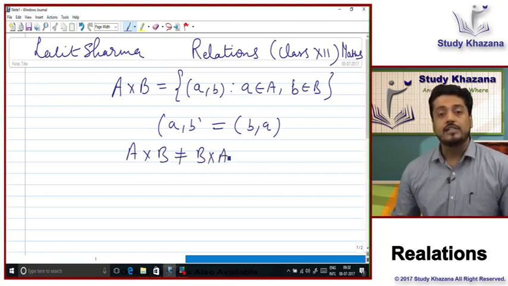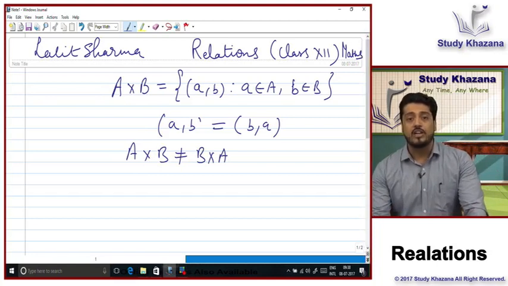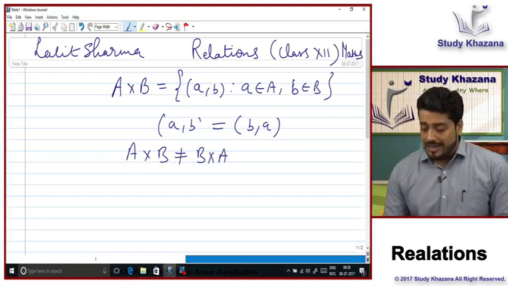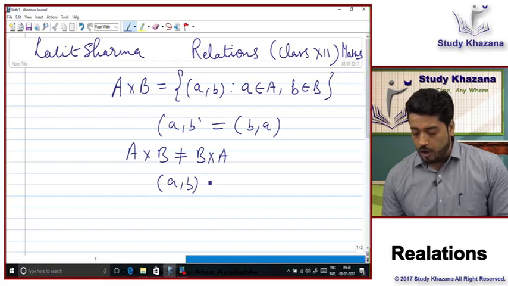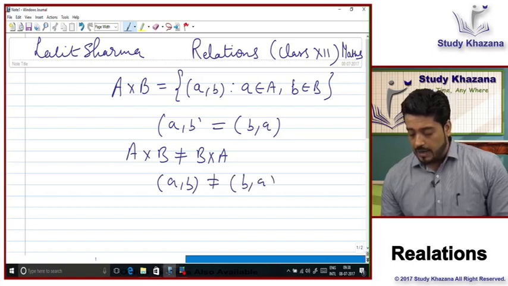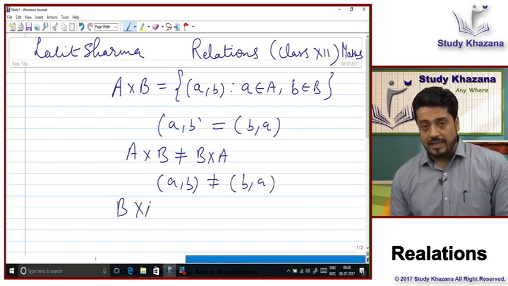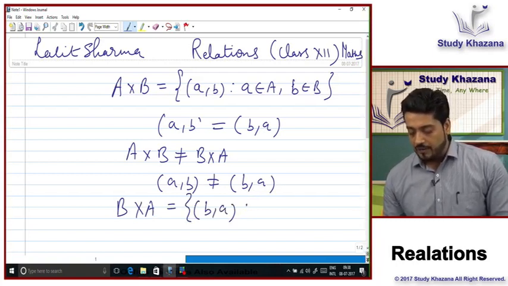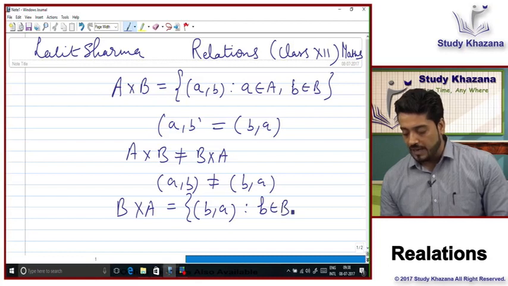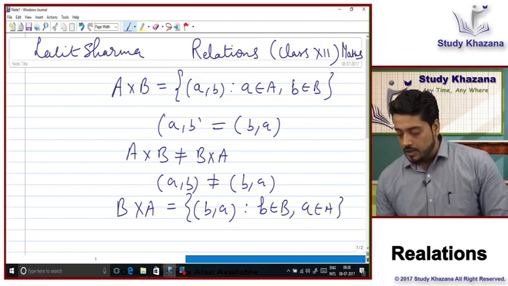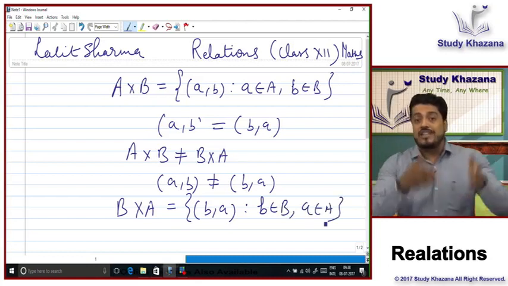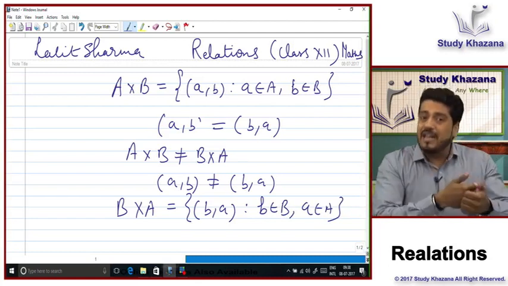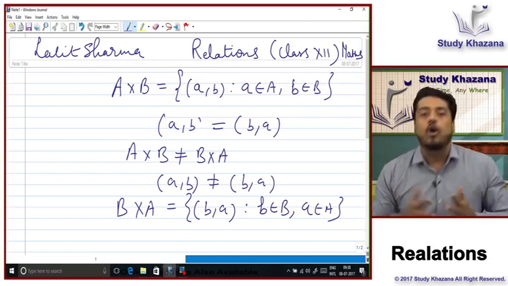That is, this operation is not a commutative operation because (a, b) is not equal to (b, a). If we consider B cross A, then B cross A contains all elements of the type (b, a), where the first element b belongs to B and a belongs to A. So the important point is in which order the sets are appearing. Similarly, the elements will be placed accordingly.